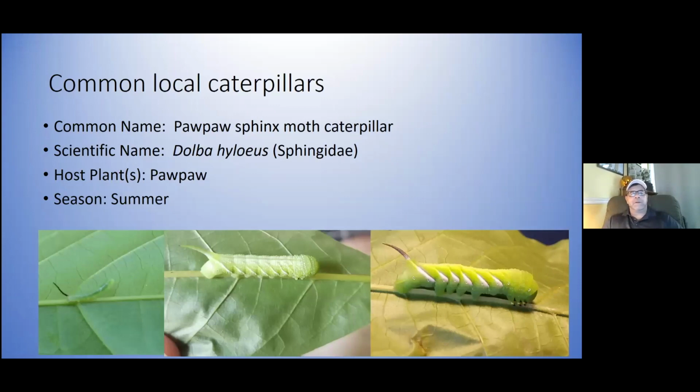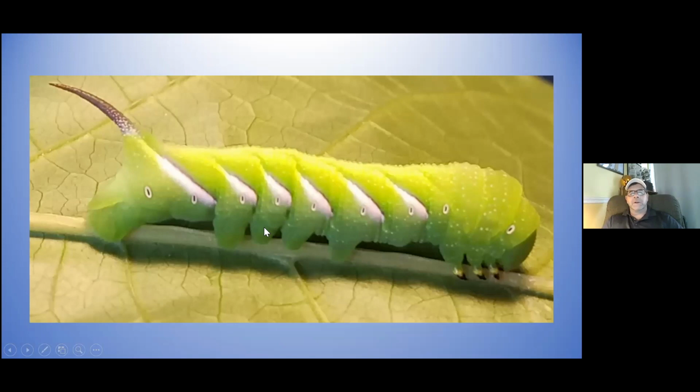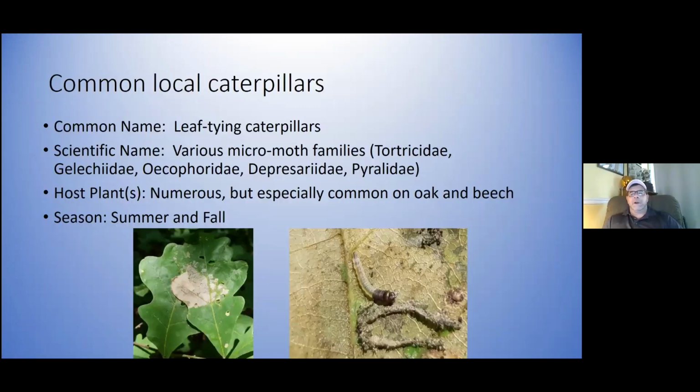I found this one this summer, which I thought was exciting. This is the pawpaw sphinx. So these are the sphingids, or what we call the hornworms, because they have this large protuberance at the end of their abdomen. This includes the tobacco hornworms as well, but this one is on pawpaw. So it's a specialist only on pawpaw, Dolba hyloeus. And it's only found in the summer, the early, the mid, and the gorgeous late instar. And if you look at this up close, you can see all the prolegs and the spiracles and these colorful legs. Really beautiful insect.